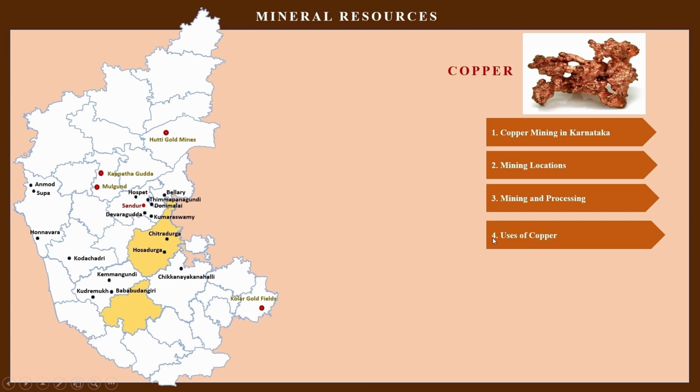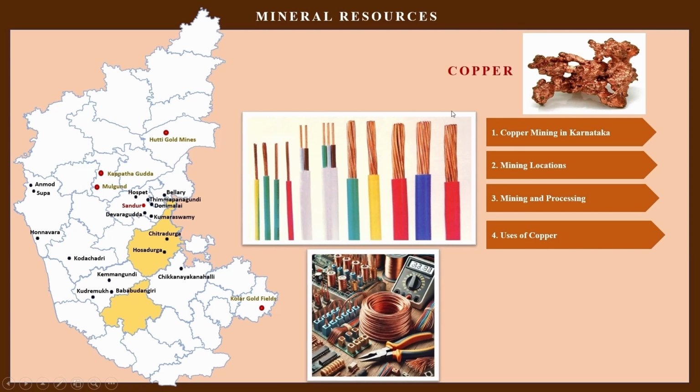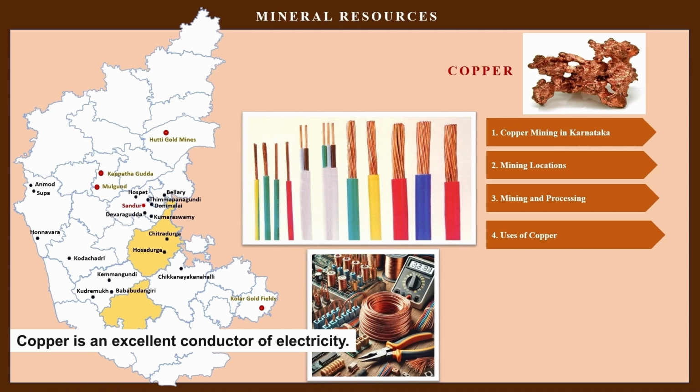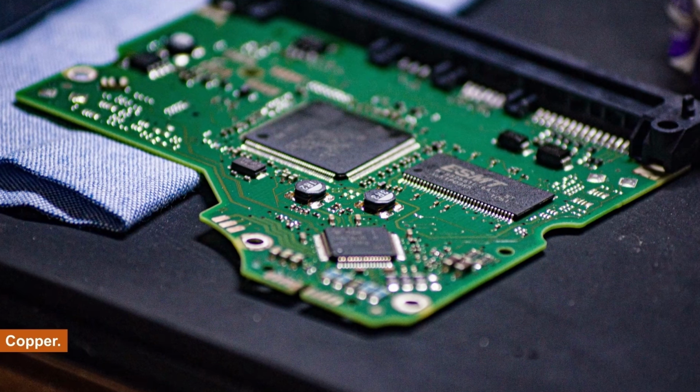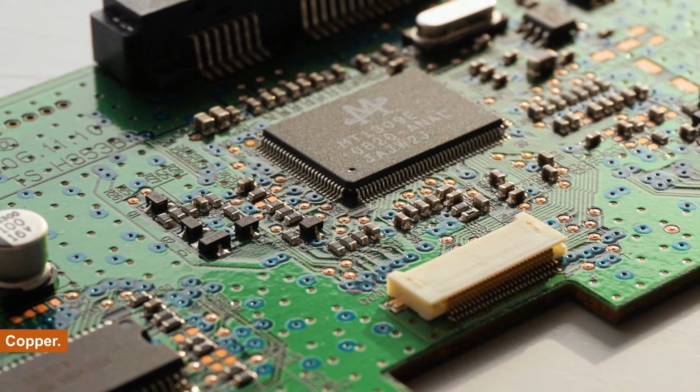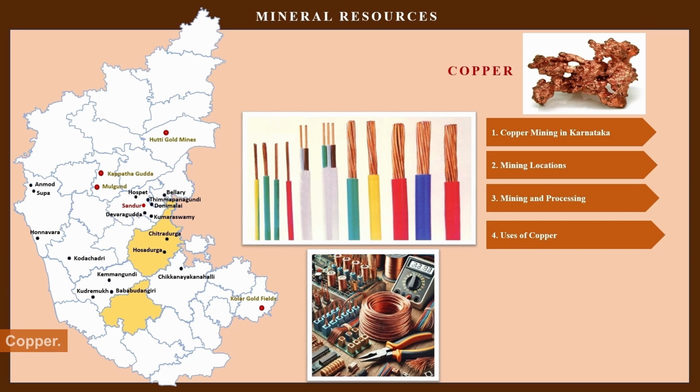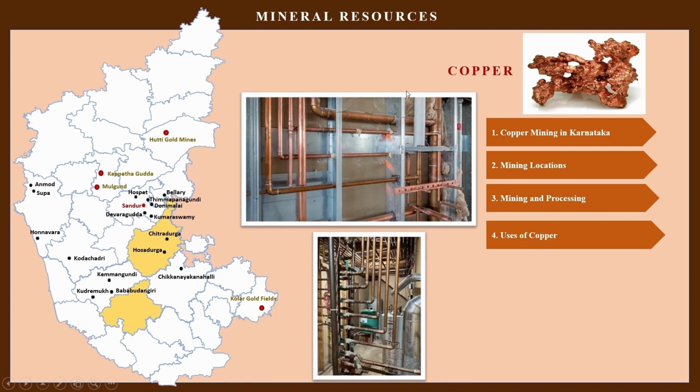But we need to understand what the uses of copper are. Copper is an excellent conductor of electricity, which makes it the material of choice for electrical wiring and cables. It is widely used in power transmission, telecommunication, and all our electronic devices as well. The circuit boards in your laptops, in TV, in everything that is electronics has copper in it, and hence its importance.